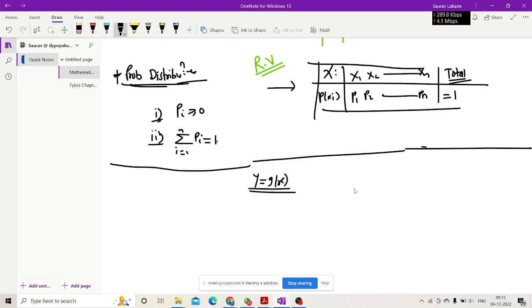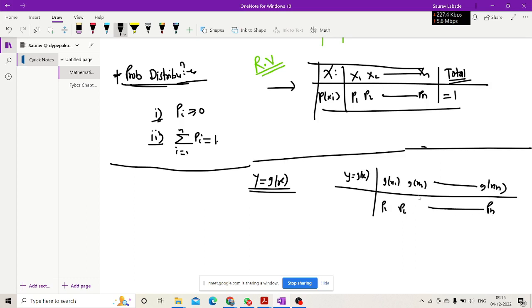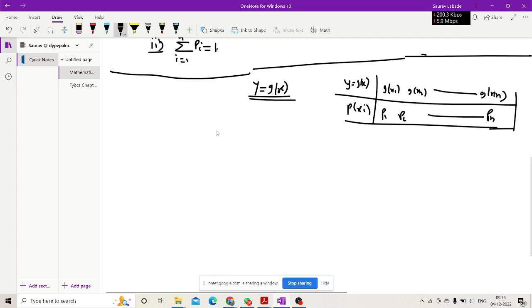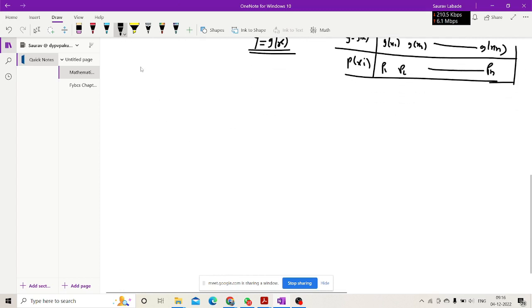Then again it is very simple. So what I am doing is just taking the function instead of the random values, so that will be y equals g of x. This will be g of x1, g of x2, up to g of xn, and the probabilities will be the same, p1, p2, up to pn. This will be my probabilities. So this is how we can generate the probability distribution of a function of the random variable. And then the new concept we have started, I think, is the mean, right?